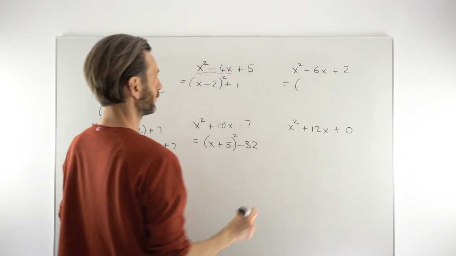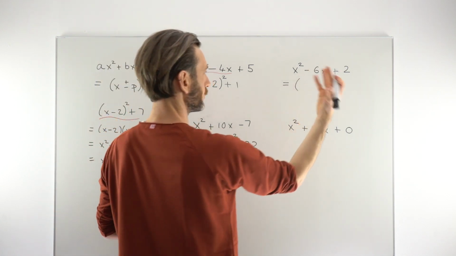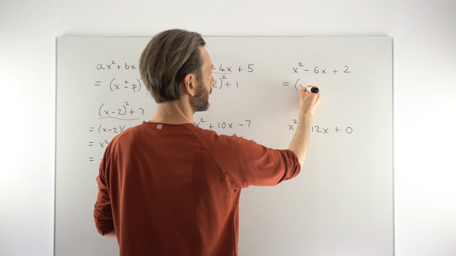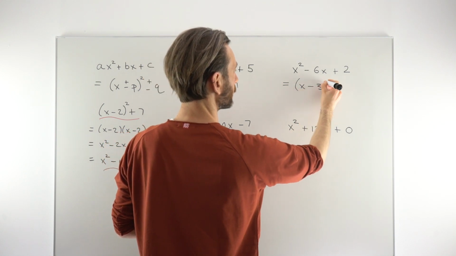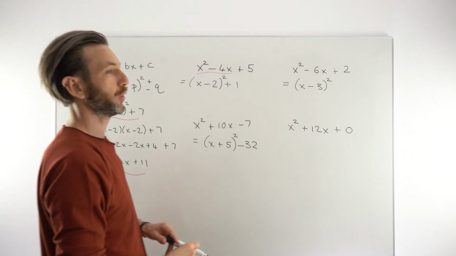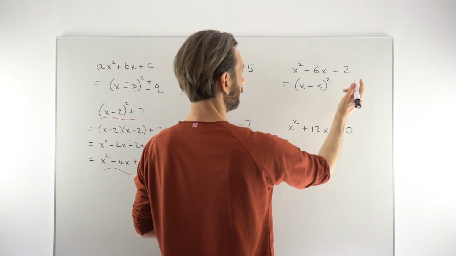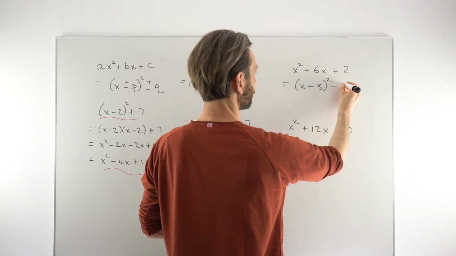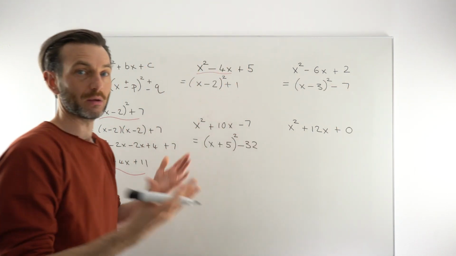This one over here, same thing. We've got a negative coefficient. Doesn't matter whether the coefficient's positive or negative. You just match it in the bracket. So x minus 3 all squared. Minus 3 squared is positive 9. We don't want positive 9, we want positive 2, so we would have to take away 7 to compensate for that positive 9.